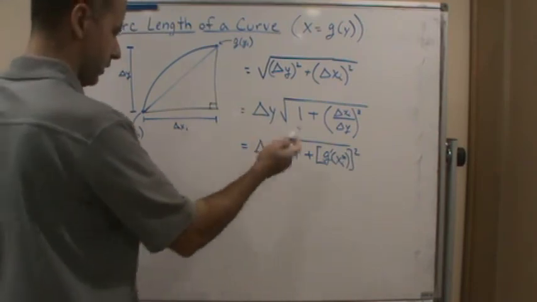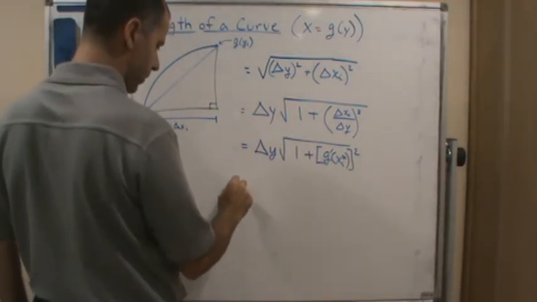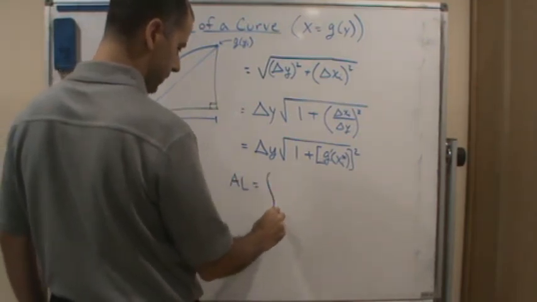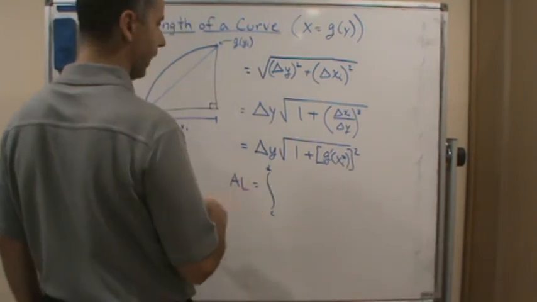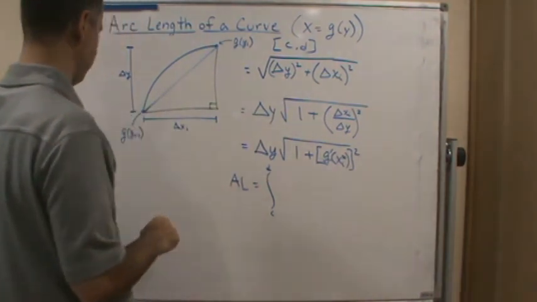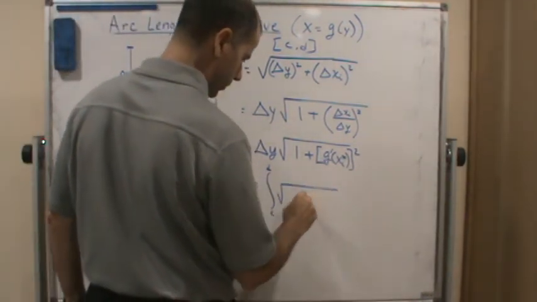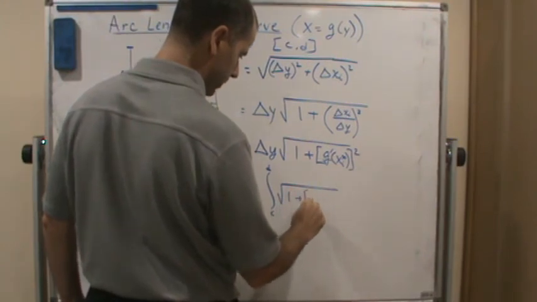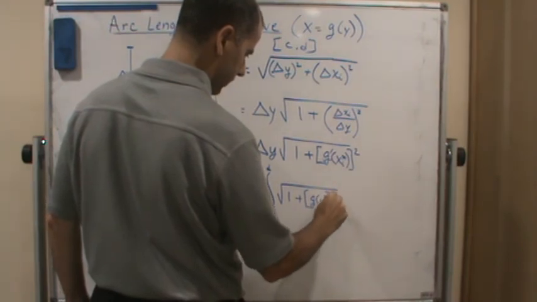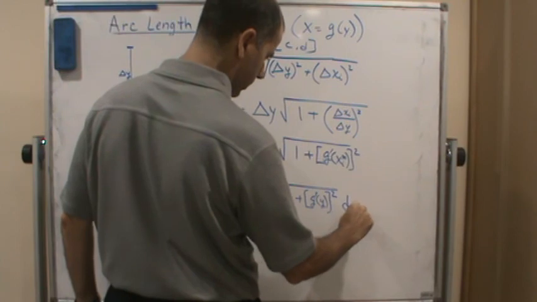And then of course, if we sum up all the values and take the limit, what results is the arc length is going to equal, from c to d. Again, we're talking about the vertical, so let's use c to d. We get the integral of the square root of 1 plus g prime of y, squared, dy.